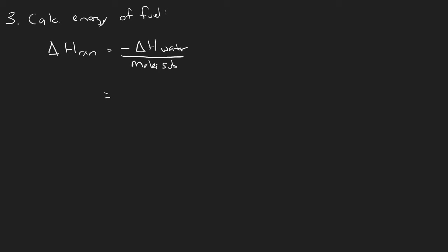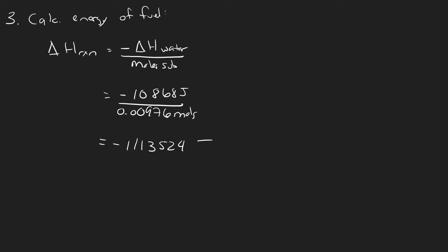Okay, so now we have negative 10,868 joules. We're going to divide that by 0.00976 moles of fuel burned. You will get negative 1.11354 times 10^6 joules per mole. That's an ugly number, so we're going to turn that into kilojoules. So that's negative 1.113 times 10^3 kilojoules per mole.